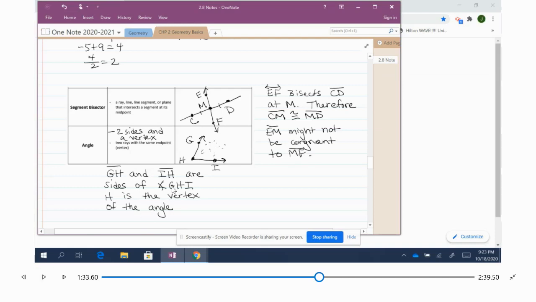We talked in class a little bit about how to name an angle, a three-letter path. So H is actually where the vertex is located, and to form the angle, we follow the path G to H to I. The space in between the two sides is the angle. Think of an angle as the space between the two sides.